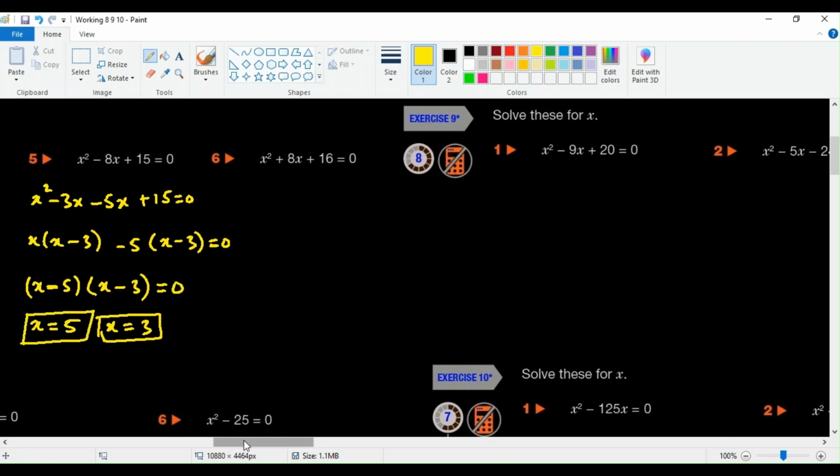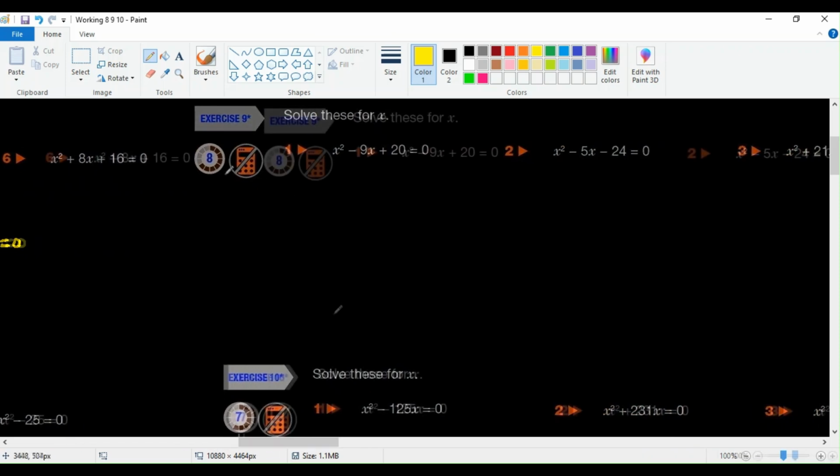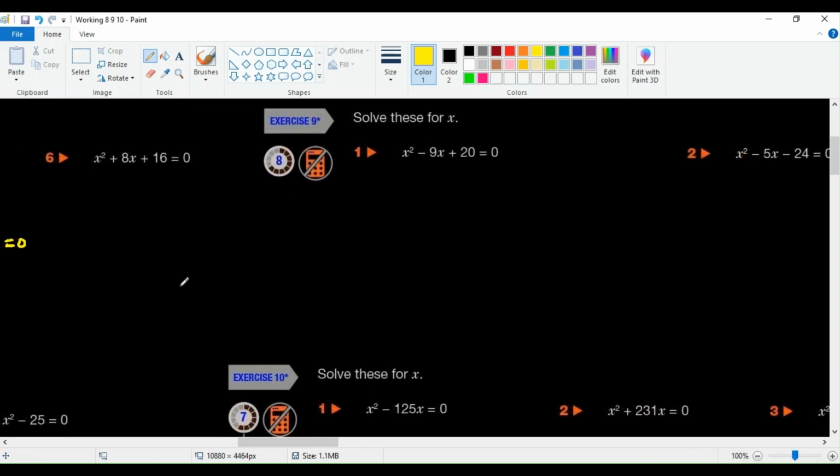Now comes the next question. In question number 6, it says x squared, so I'll copy down x squared as it is, plus 16 equals 0. And I know very well that plus 4x and plus 4x gives us plus 8, and 4 times 4 is 16. So I will write x and x plus 4, and copy down x plus 4 once again, equals 0.